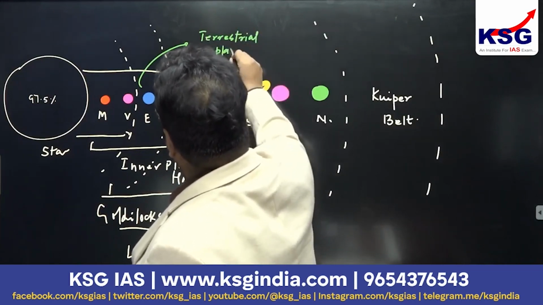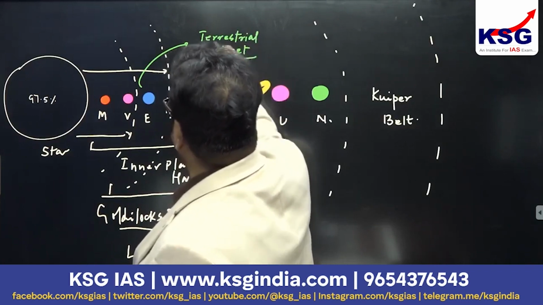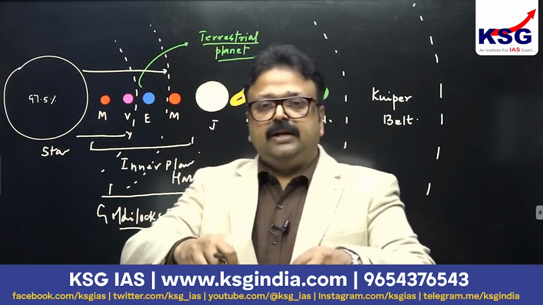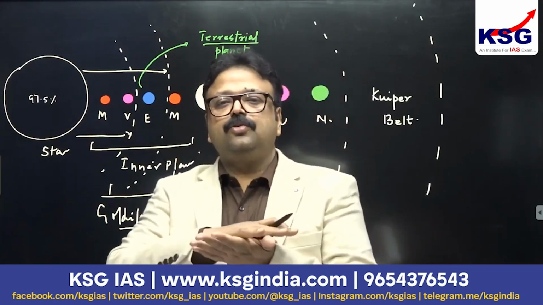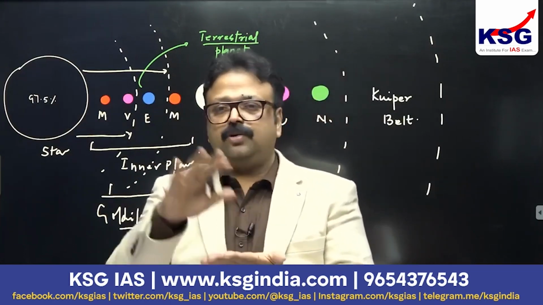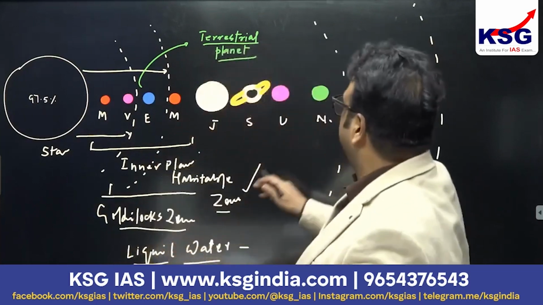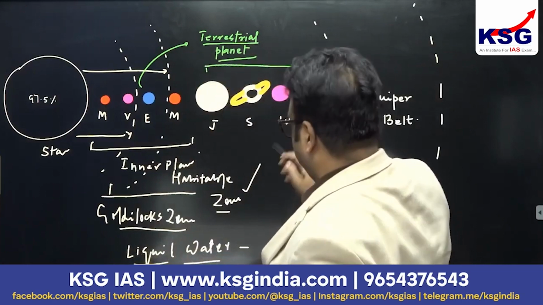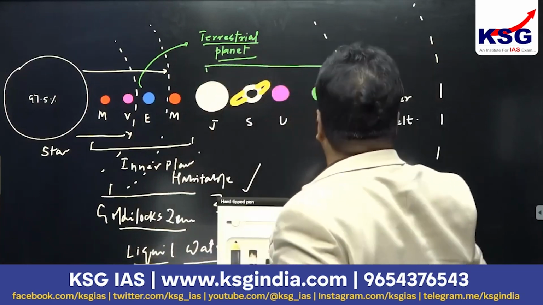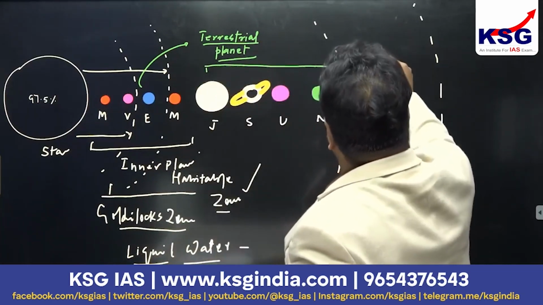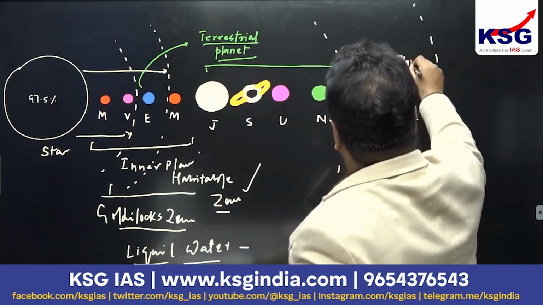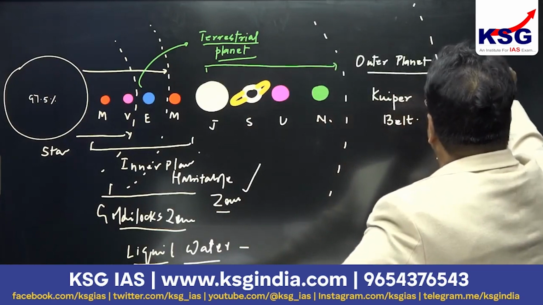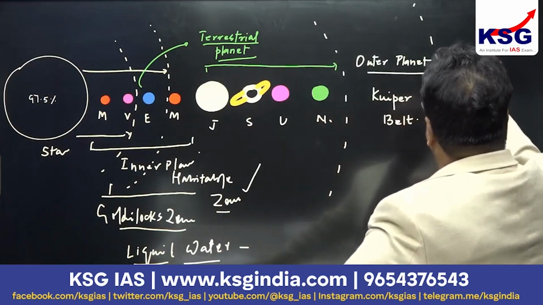Why are they called terrestrial planets or Earth-like planets? Because they have a hard substratum. That means if you stand on those planets, you are on a hard substratum. You are not going to sink over there. While from Jupiter onwards to Neptune, these are called outer planets or Jovian planets.